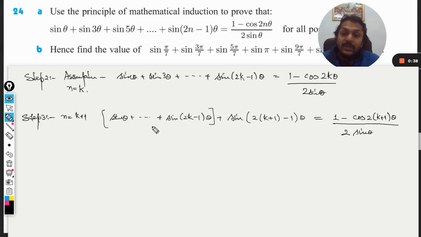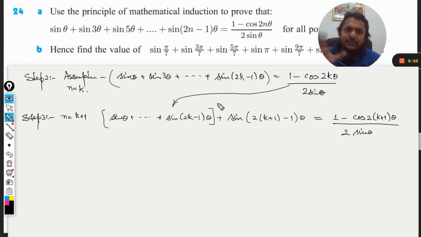Now we have to prove this complete proposal, that the left hand side is equal to the right hand side. How are we going to do it? The first step is that this series will be substituted here. So I am substituting this complete assumption here.